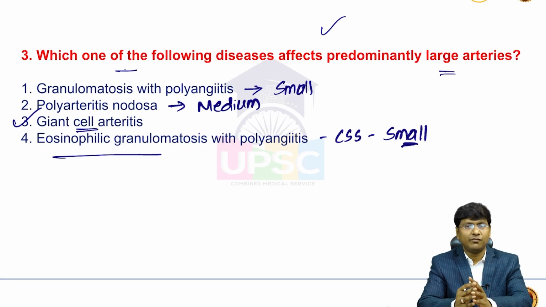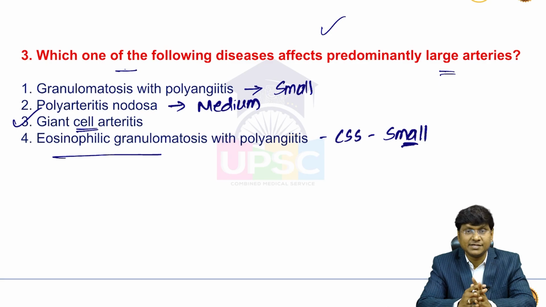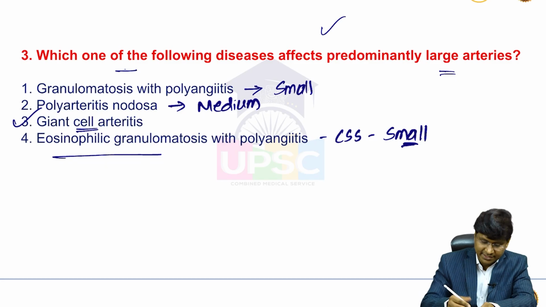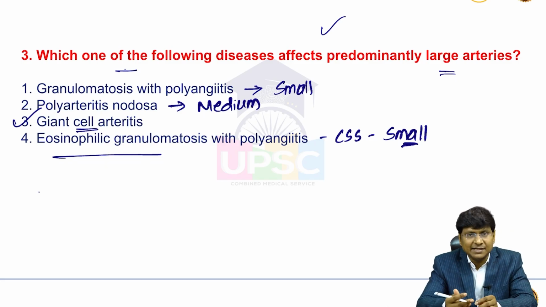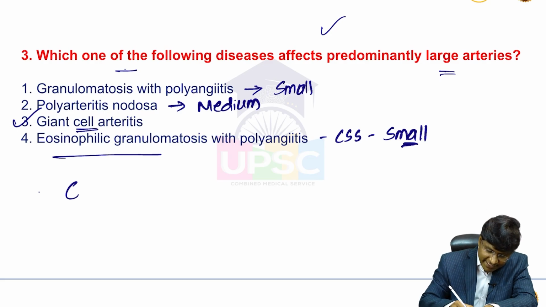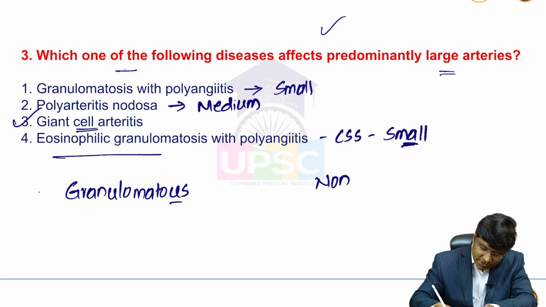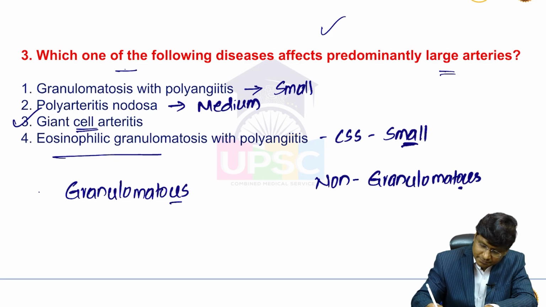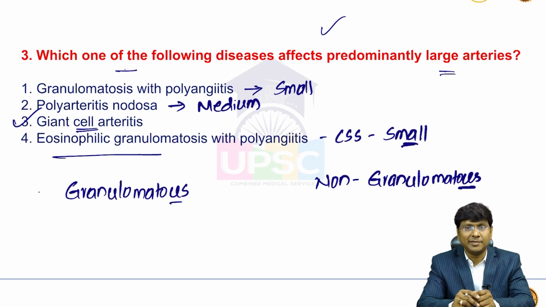Right? So one way by which we can classify the vasculitis is based on the size of the vessel, that is small vessel, medium vessel, and as well as the large vessel vasculitis, right? And the other way by which we can classify the vasculitis is based on the type of inflammation. So based on the type of inflammation, we classify the vasculitis into two. One is the patients with granulomatous inflammation, and the other one is the non-granulomatous inflammation. Right, granulomatous and non-granulomatous inflammation.